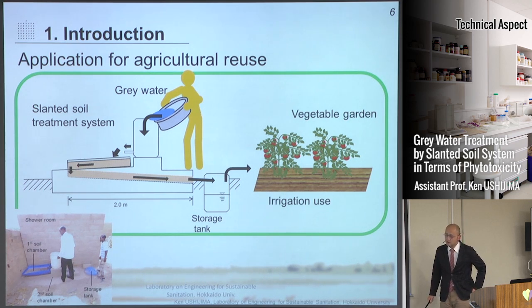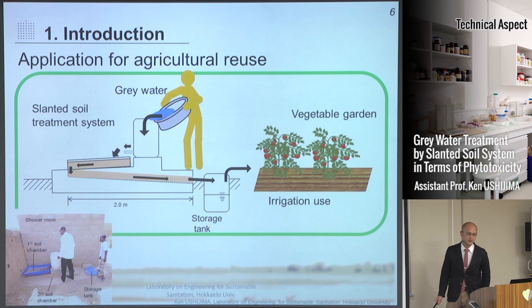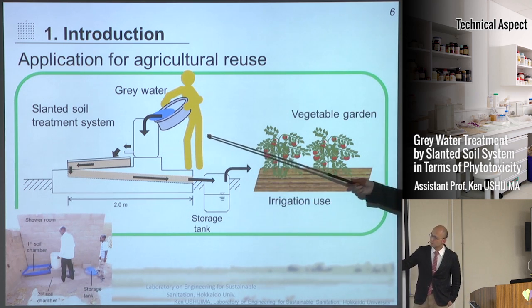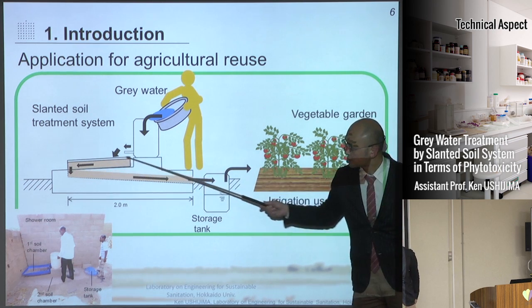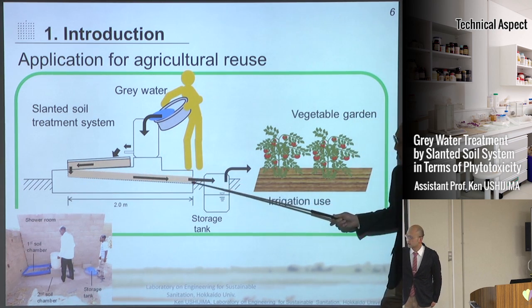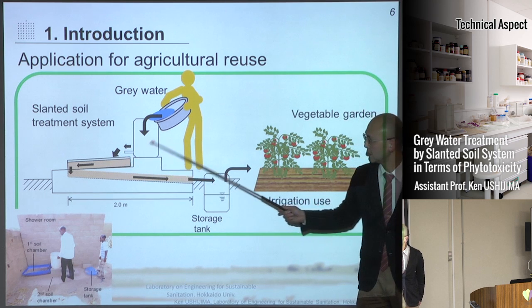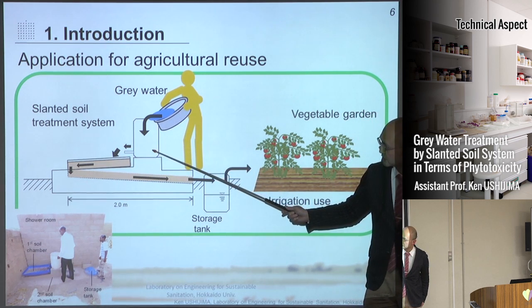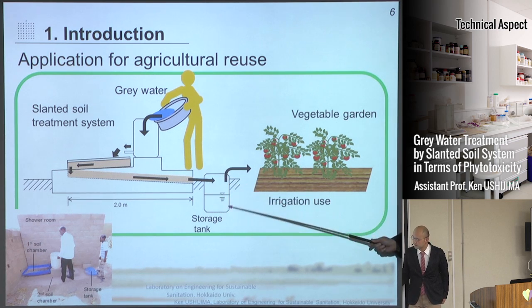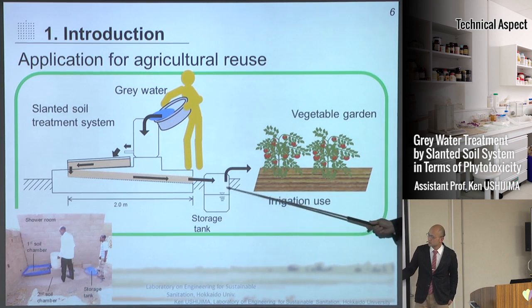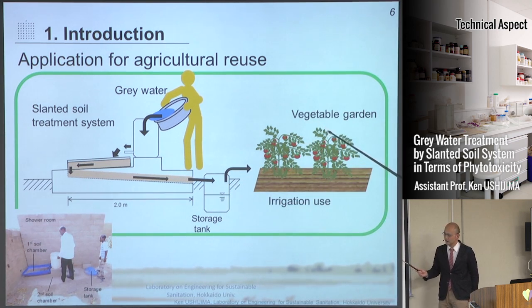Actually, we installed the slanted soil system at our pilot site in Burkina Faso. In this case, we modified the system like this. Here is the first chamber, and the second chamber is a little bit longer than the first chamber. People discharged water here, then the water was treated and stored. Then people used this water for their vegetable gardens.